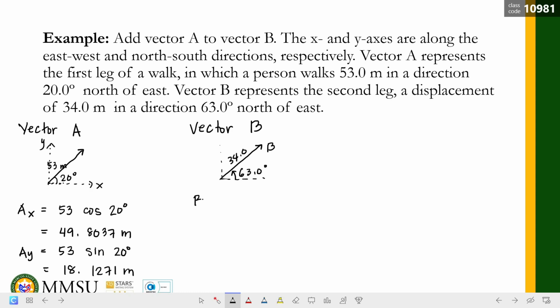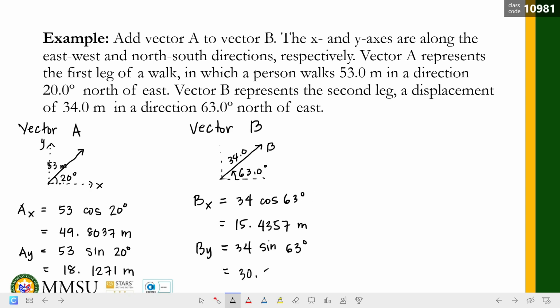So the same method, let's get the X component of B. So B sub X is 34 times the cosine of 63 degrees. So we have 34 times cosine of 63. We have 15.4357. And we also have the Y component of B, 34 times sine of 63 degrees. I have 34 times sine of 63 degrees is 30.2942.